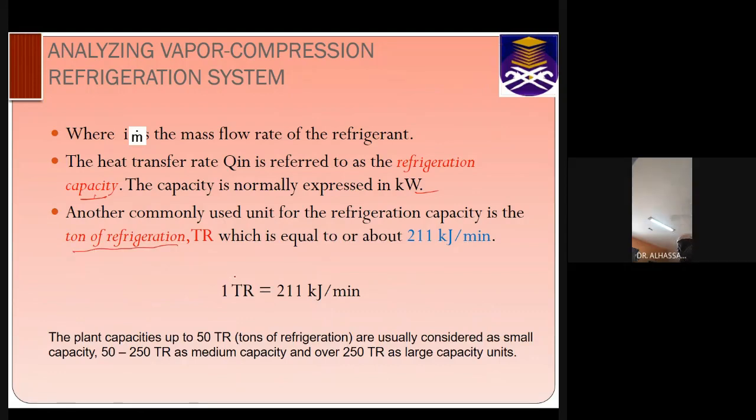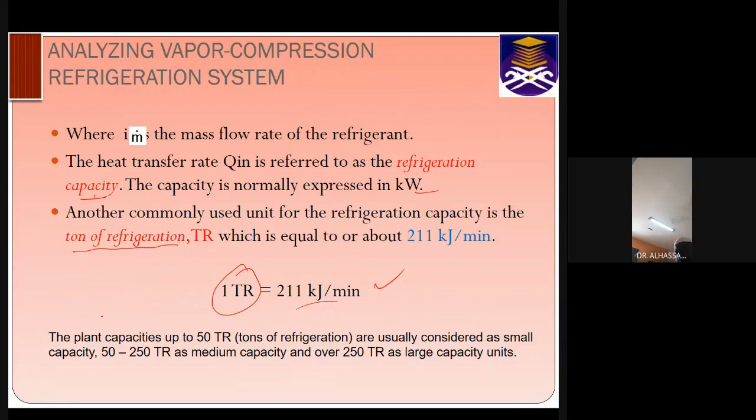But 1 ton of refrigeration equals 211 kilojoules per minute. Take note of this. It's very, very important. Sometimes you can be asked to calculate the refrigeration capacity in tons of refrigeration. Okay, so 1 ton of refrigeration should be equal to 211 kilojoules per minute.